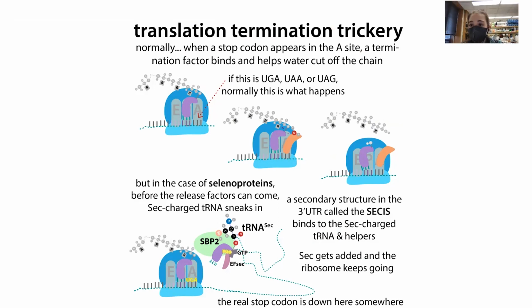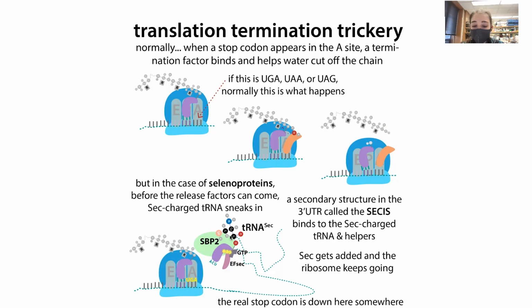But this is only going to happen if you have that special element. So in all the rest of the cases, this UGA will tell the ribosome to stop, and the release factor will bind instead. But how this works is this structure is going to hold all of this stuff nearby. There's also this special elongation factor that's needed for selenocysteine, and this is going to bind to the tRNA, to these helper proteins, and to this RNA structure.